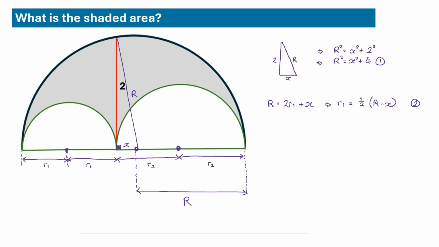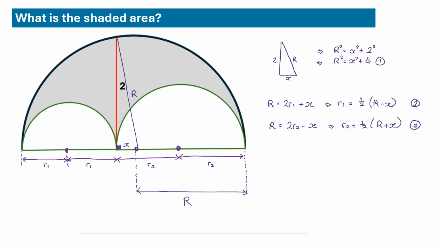Similarly, if I add together r2 and r2, and then take away x, that must give me the large radius. So in other words, big R equals 2r2 minus x, and I can rearrange that to give me an equation for r2. All I'm doing is generating some equations. I know where I'm going with this, which is why it looks like I've done it magically, but these are the equations I'm going to need.